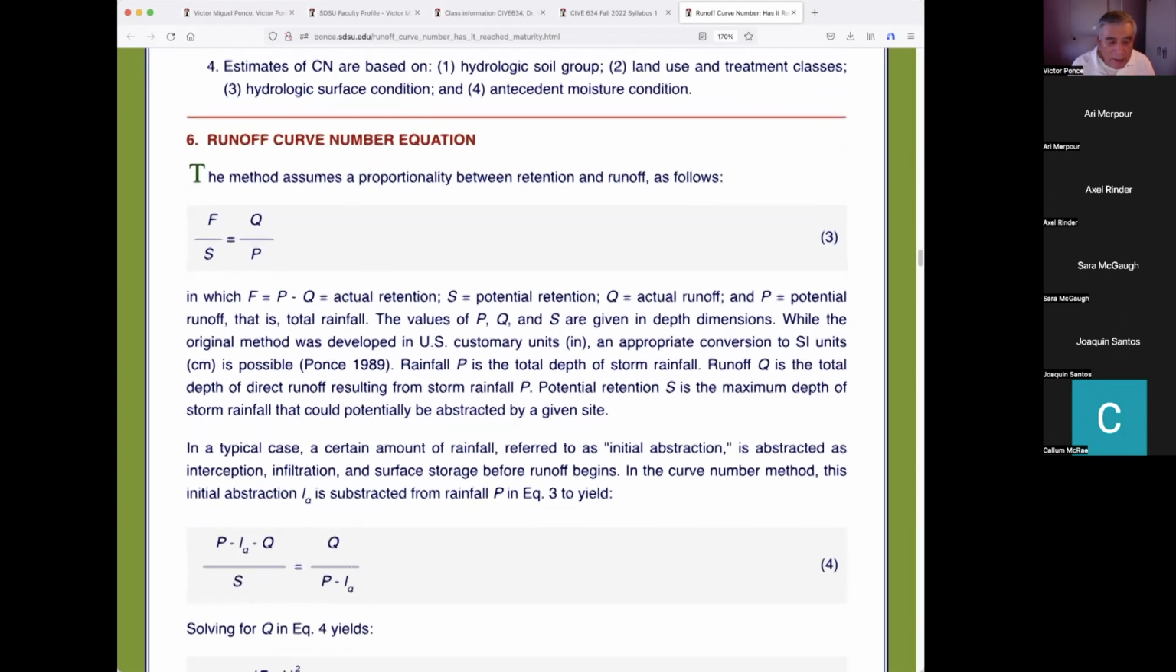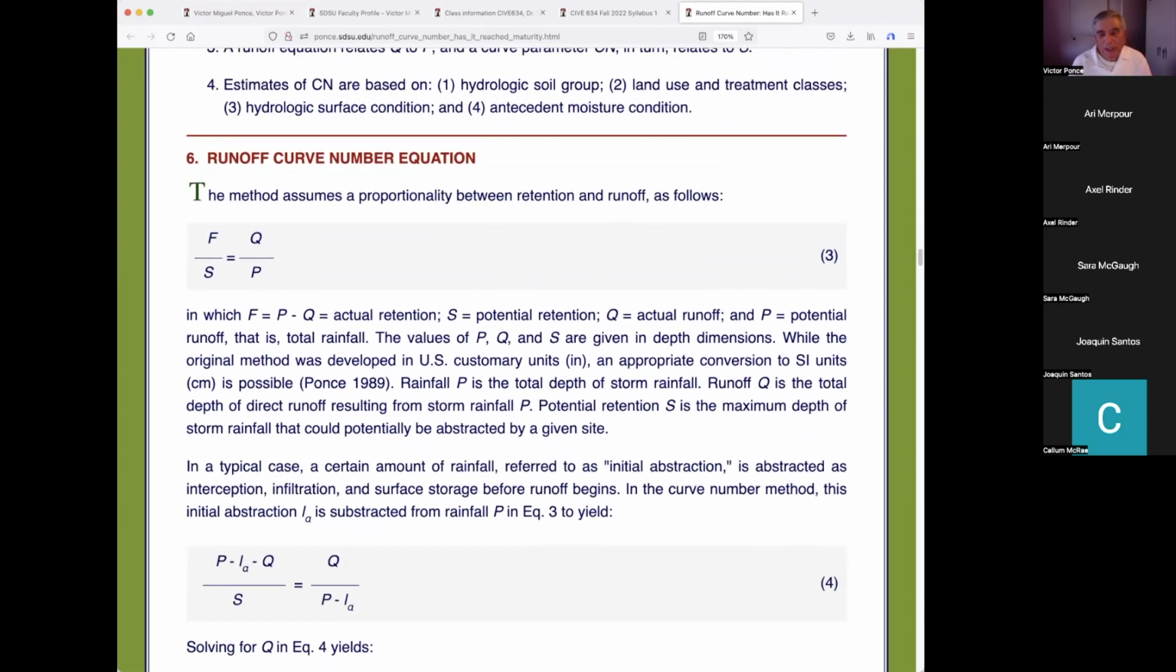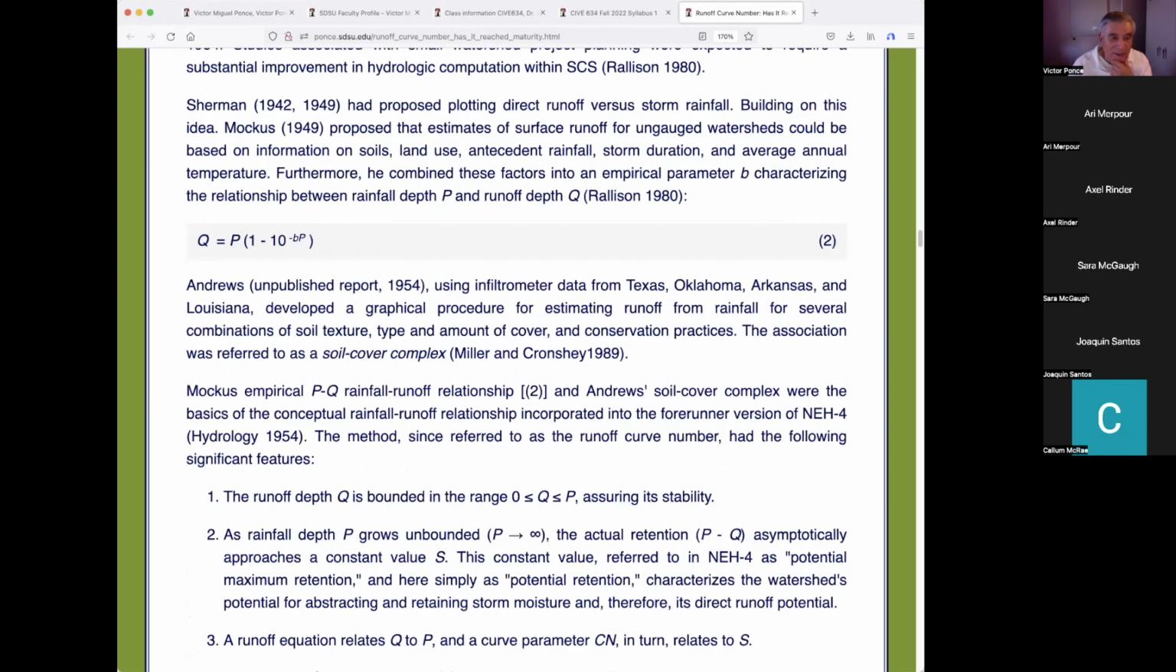So what is the runoff curve number equation? This equation 3 is the famous or infamous, whoever you talk to, Marcus equation. Marcus is his name. F to S equals Q to P. F is equal to the actual retention, S the potential retention, Q the actual runoff, and P the potential runoff.